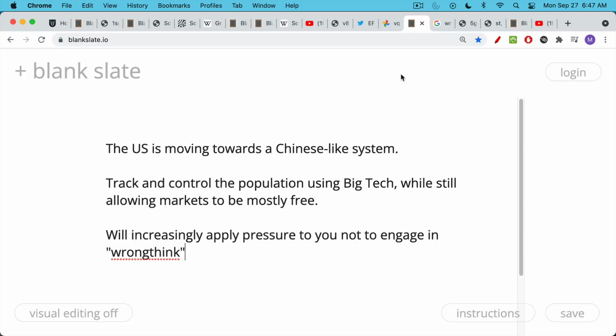The basic idea is let the Mark Zuckerbergs and Tim Cooks keep running things in a very smart way, the Jeff Bezoses, and then track and control the population using big tech. So don't take over the means of production. Let the smart people run the means of production, but then harness that energy and especially harness that technology to spy and control people.